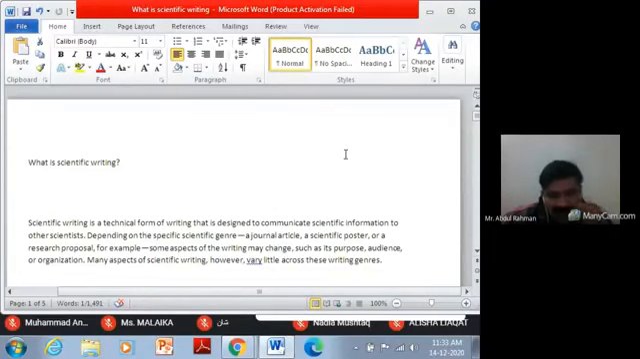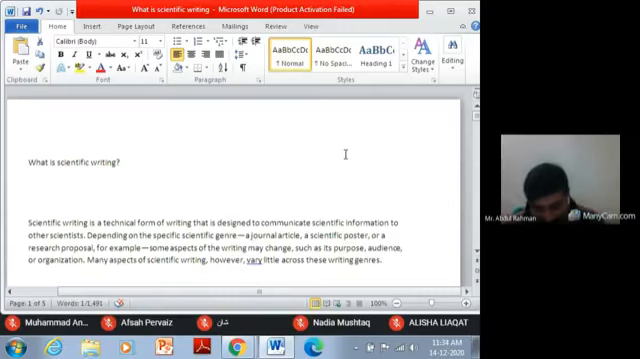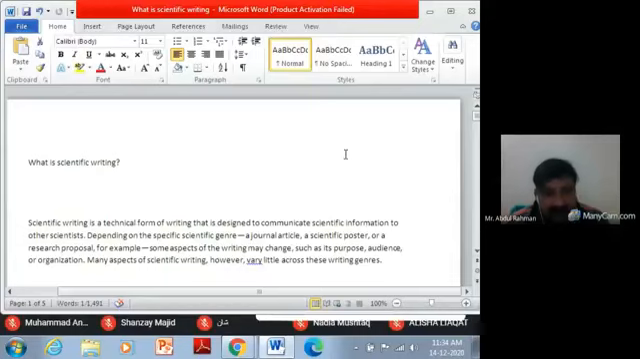As most of you have already done research proposals, research articles, research papers, they were all the types of scientific writing, or they are examples of scientific writing. At the same time, scientific writing is called technical communication. That is designed to communicate scientific information. Depending on the specific scientific genre, a journal article, a scientific poster, or a research proposal.